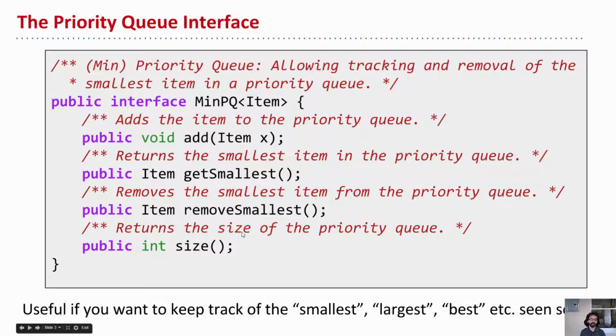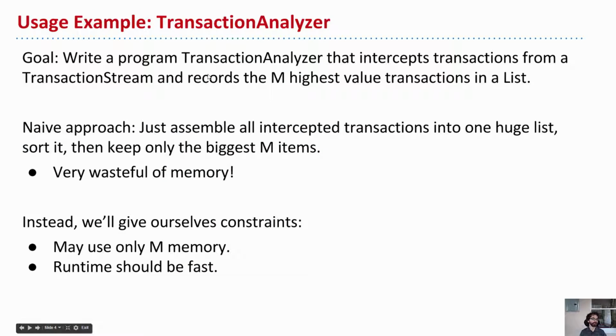So what good is this thing? Well, it's good if you want to keep track of the smallest, largest, best, etc. item seen so far. As an example, let's consider a goal where we are, I don't know, some spy agency, and we have some kind of tapping device that's able to collect information about transactions going over wires. We want to write a program, a transaction analyzer, that's able to take a stream of transactions and is going to record the m highest value transactions into some kind of list.